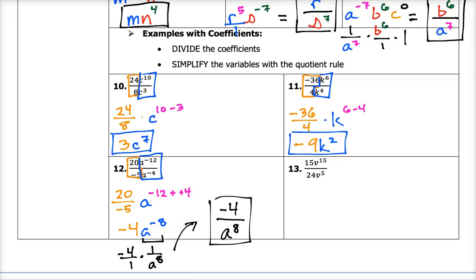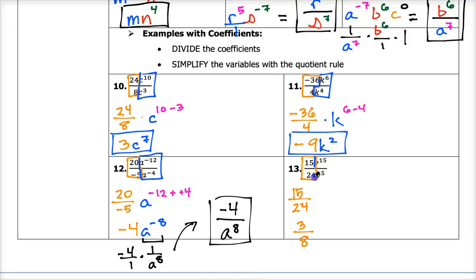Okay, for 13, we have 15 over 24 for our coefficients. 15 over 24 is a proper fraction, which means this is going to stay a fraction, but we can reduce. 15 and 24 are both divisible by 3, so this becomes 3 over 8, the fraction 3/8.